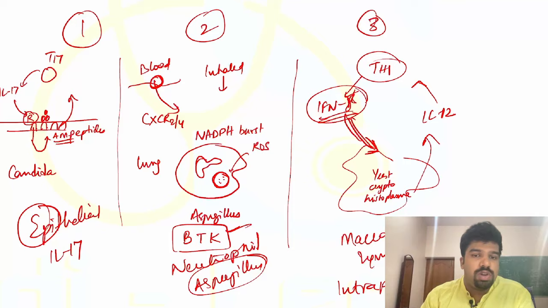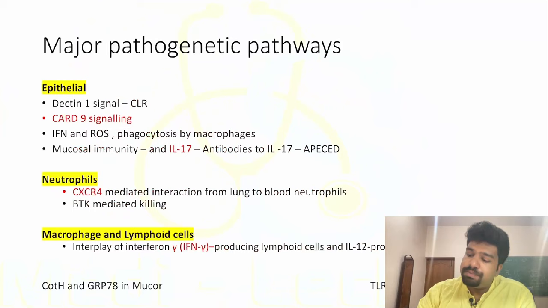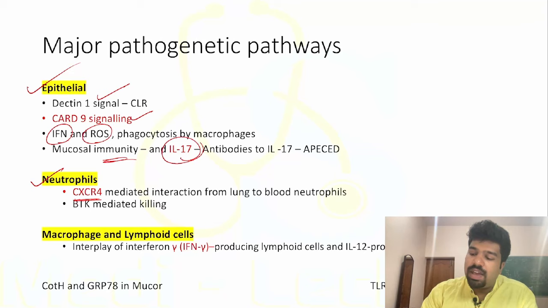These are the defenses. Summarizing, I'll come to this epithelial. Okay, it is going to use something called Dectin-1 and CARD9 signaling, which releases interferon and ROS, and mucosal immunity is conferred by IL-17. Then you have neutrophils, which are using CXCR4 mediated interaction from the lung to the blood neutrophils.